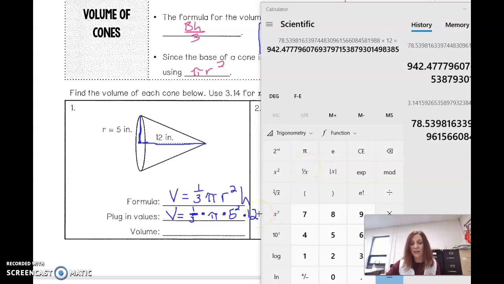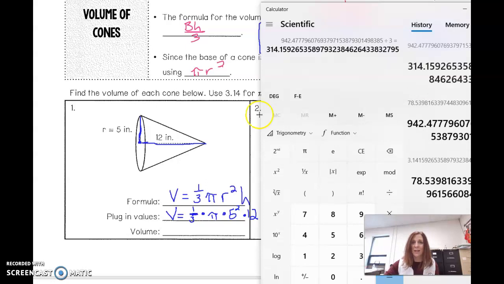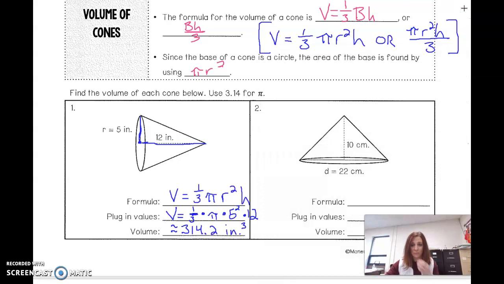But remember, we have 1/3 of that. So I'm just going to divide by 3. I wrote times 1/3. Multiplying by 1/3 is the same thing as dividing by 3. And we get approximately equal to, that doesn't tell us what approximate, but 314.2. Because again, as soon as you multiply by pi, it's approximate. I'm not going to stress about where you round to. And that is going to be cubic inches. Okay. So let's look at one more example.